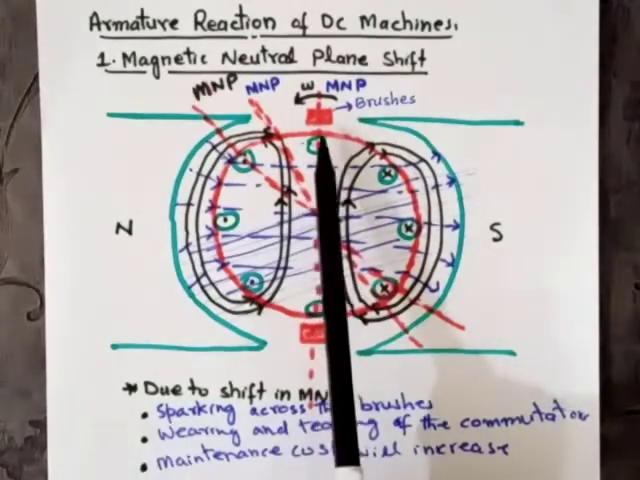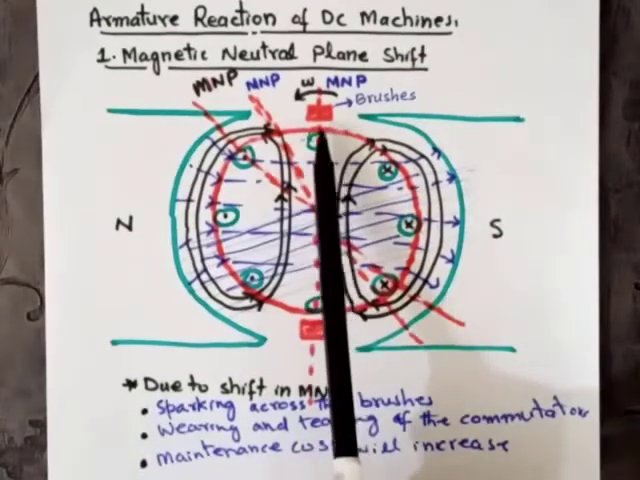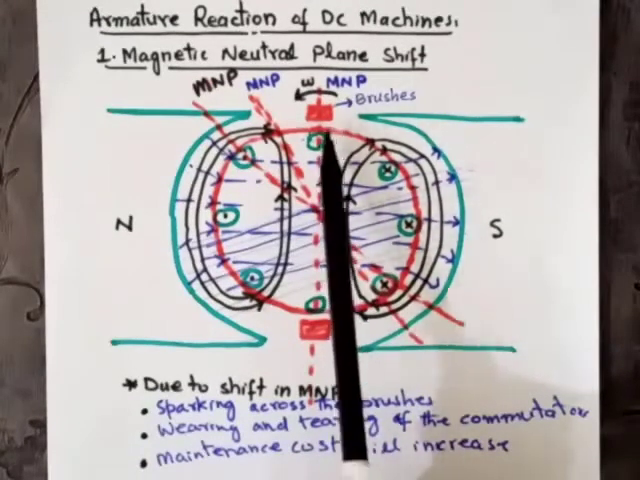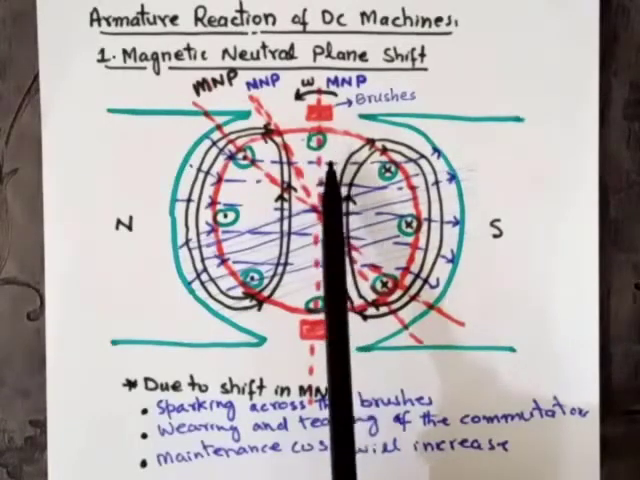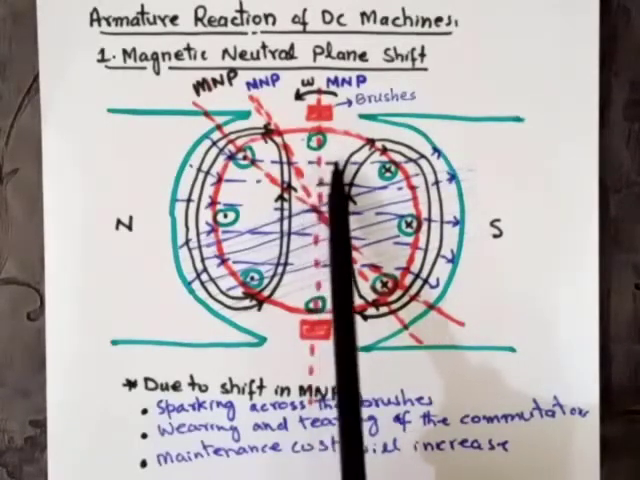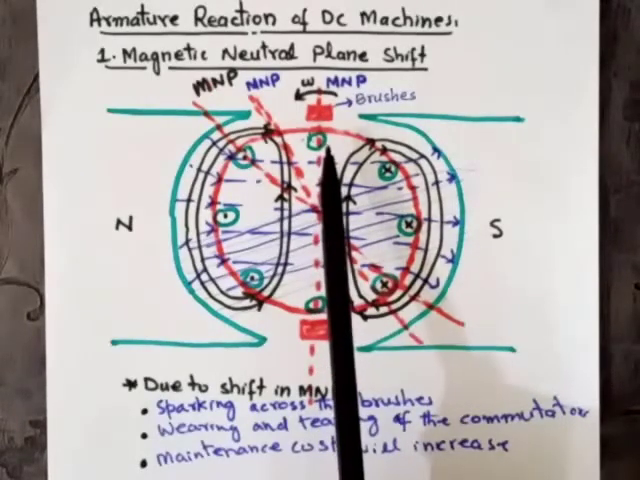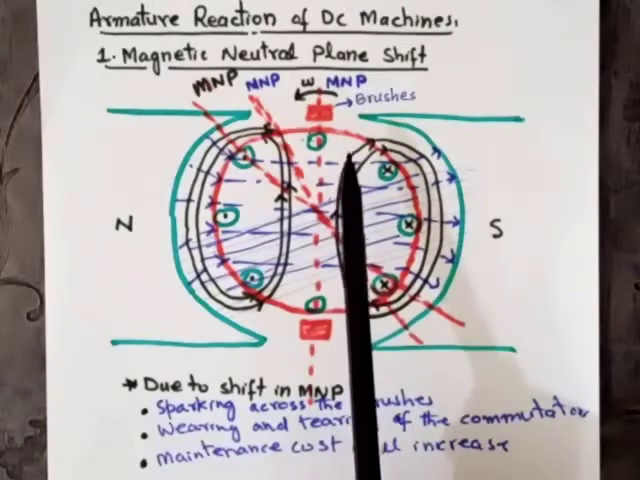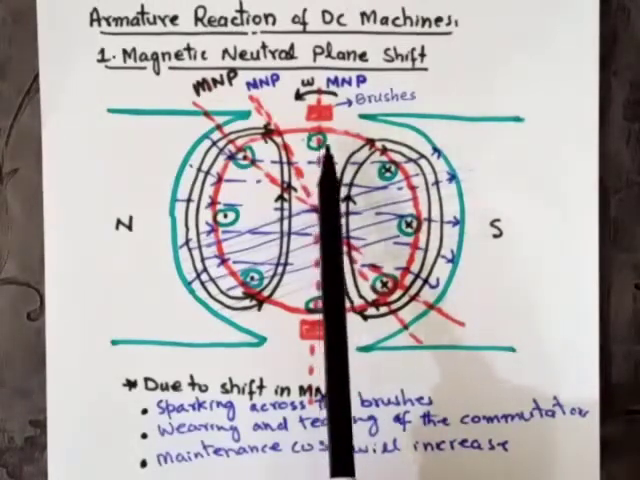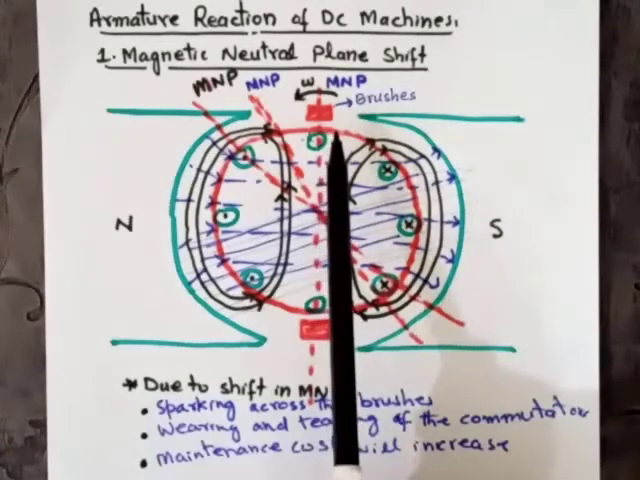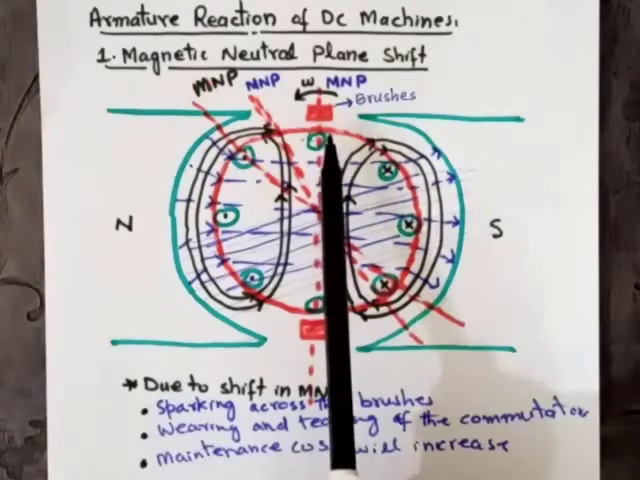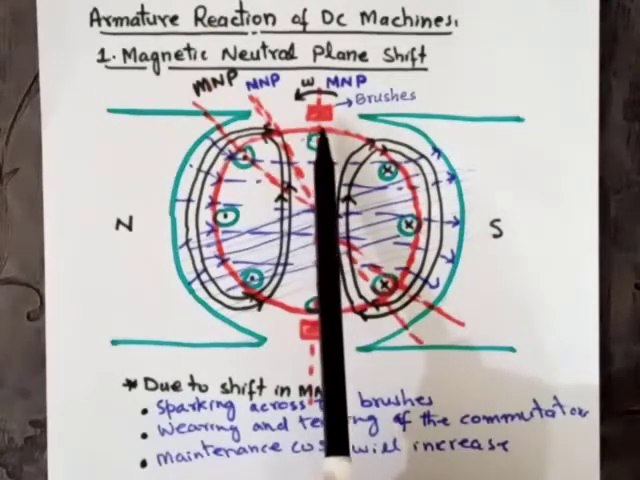as we know, at that point, at no load, the velocity of the conductors is parallel with the magnetic field. If the angle between V and B is parallel, then the induced voltage will be zero. That's why we keep the brushes at that position, because zero EMF or voltage is there.